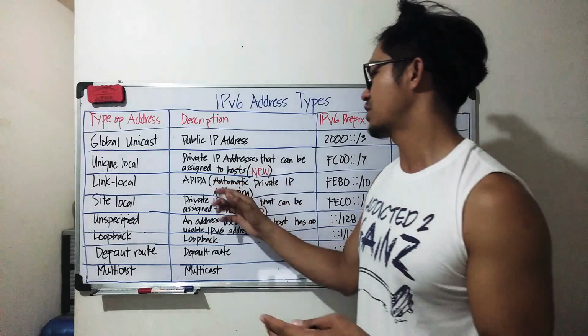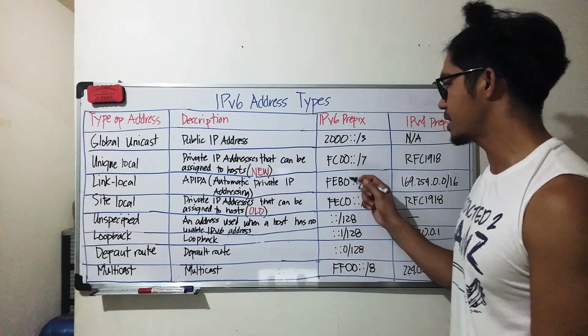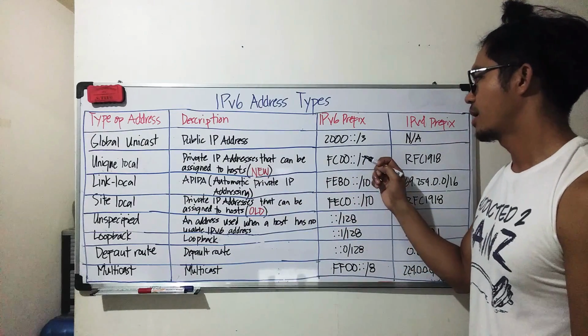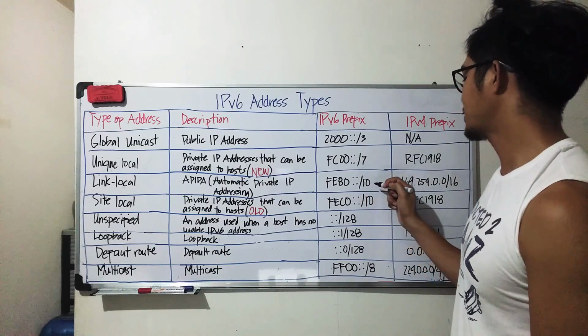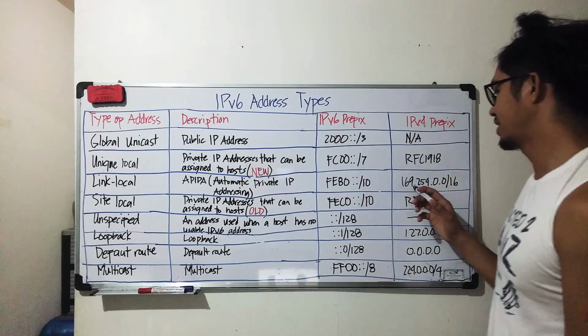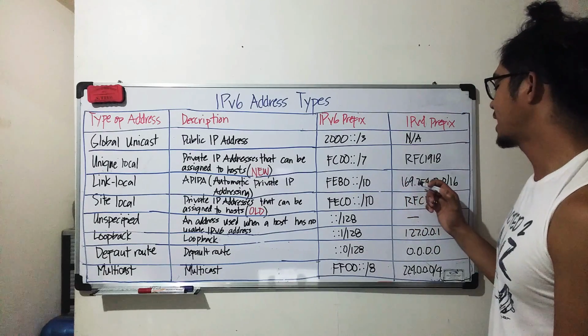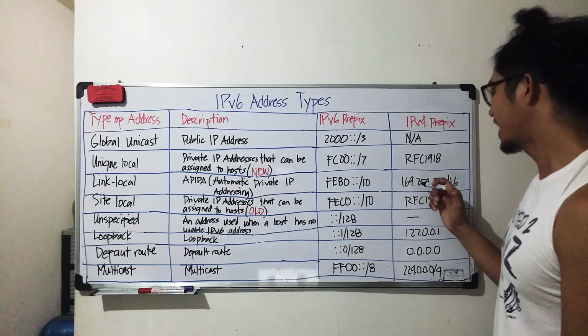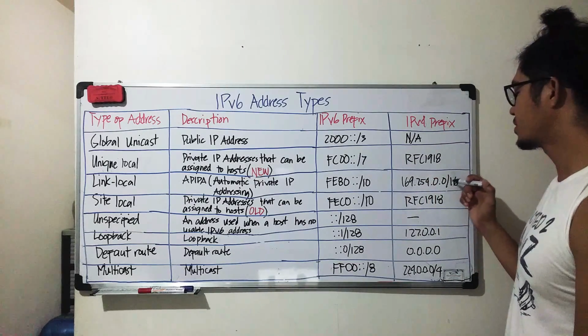Link local. The description is just like the IPv4 APIPA addresses. APIPA stands for Automatic Private IP Addressing, and this is the prefix, FE80::/10, and this is the equivalent IPv4 prefix, 169.254.0.0/16.